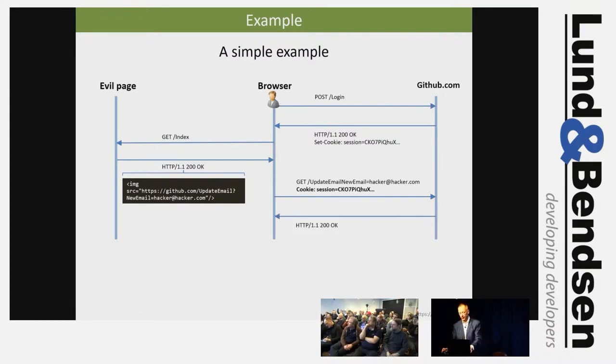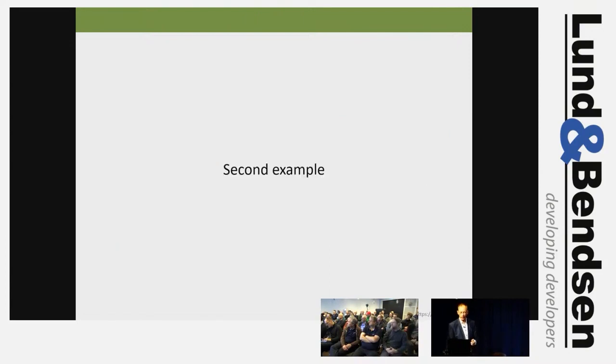And yes, GitHub will not allow me to change the email that easily, but other services, devices, and sites will actually allow a GET request to make changes on the backend, depending on how the backend is implemented. So that's bad. But I really think that we need one more example. I think we really like examples here.